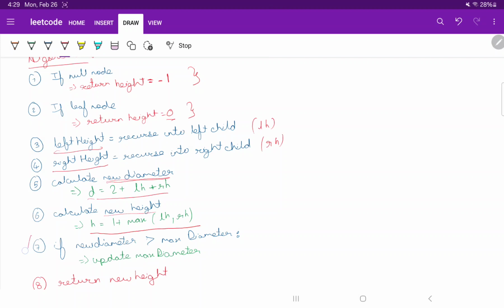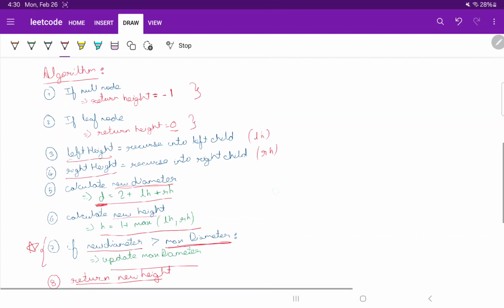And then in the end, we always make a check. This is very important. If the new diameter that we have calculated here at step 5 is greater than the max diameter we have encountered so far, then we update the max diameter. And at the end of the function, we return the new height. So this is the algorithm for this problem.